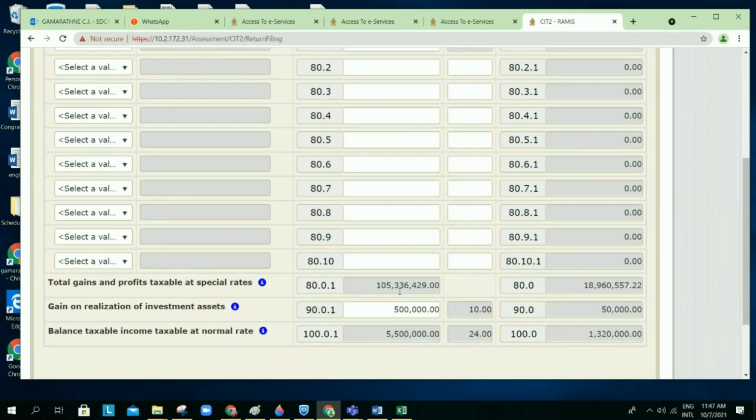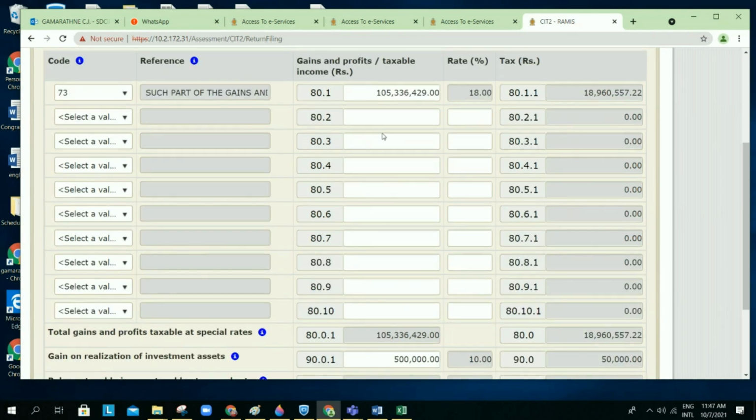Okay. Then as per our example, we have capital gain on realization of investment asset profit. Then it is taxed under 10%, then we need to declare here what is that amount, and then the balance amount is taxed at the normal rate. No need to find the special tax rate code for the normal tax rate.